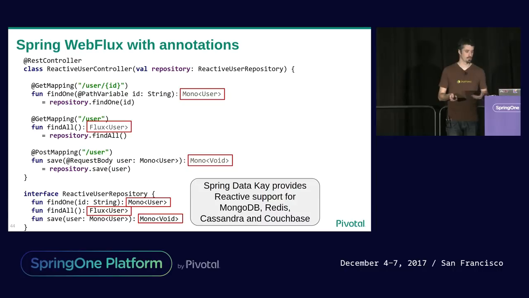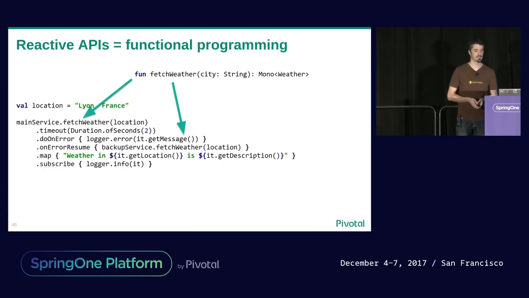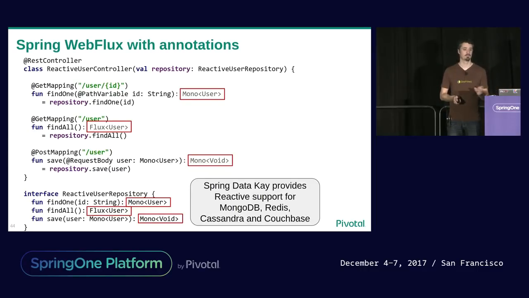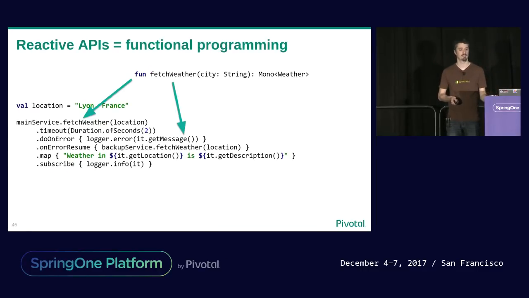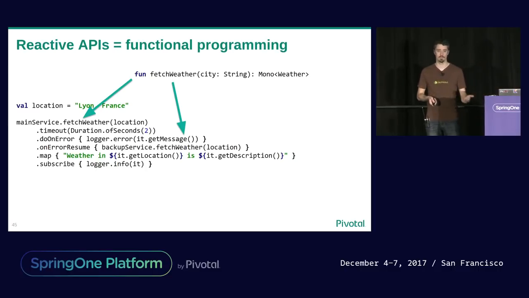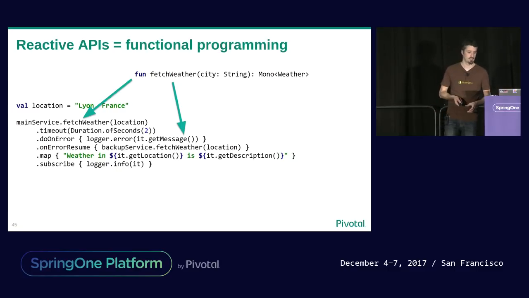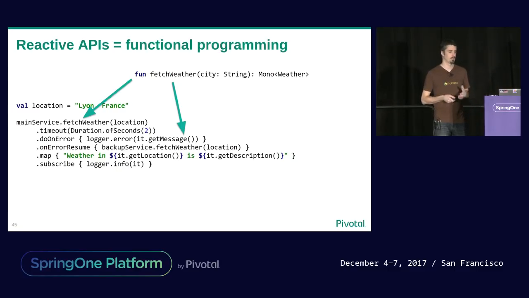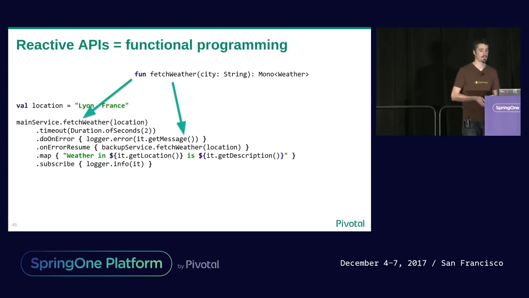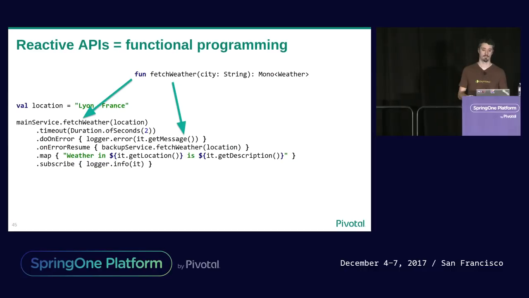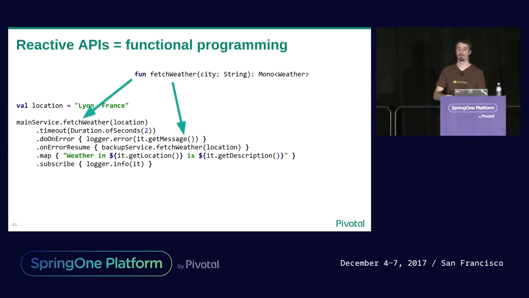So this is how you are using reactive types. In addition to just the return types, because my example is super simple, the key point to understand is that reactive API imply functional programming. So instead of doing imperative programming like you usually do, you switch to the functional API, which is much more powerful for this kind of syntax, but it implies a different way of developing your application. In this example, fetchWeather is a method that returns a Mono of Weather. So that's something that will return weather at some point.